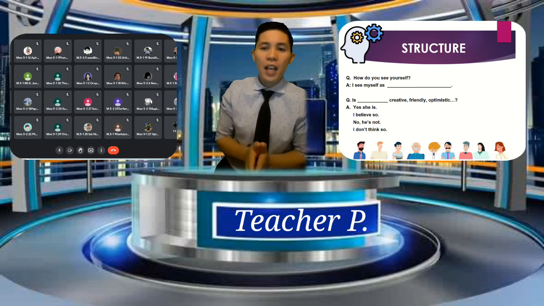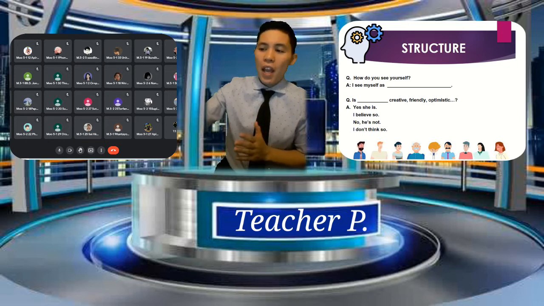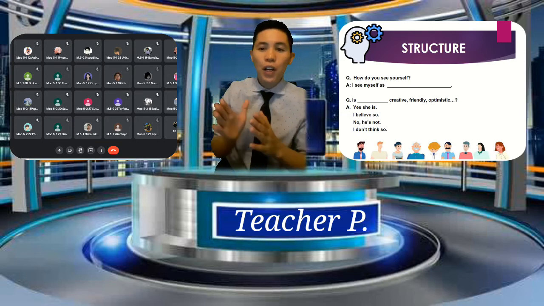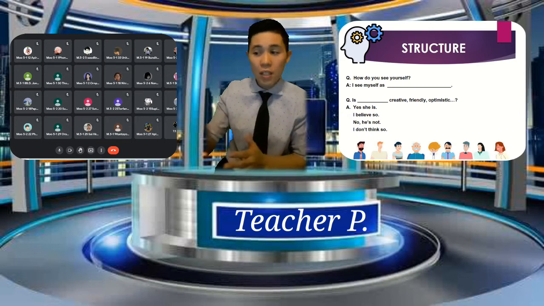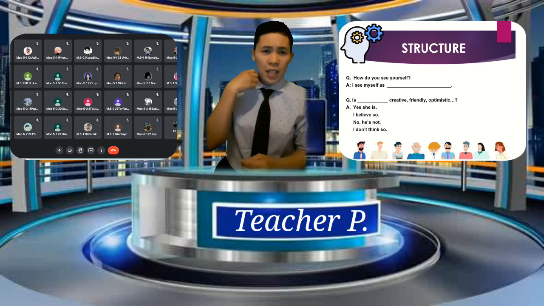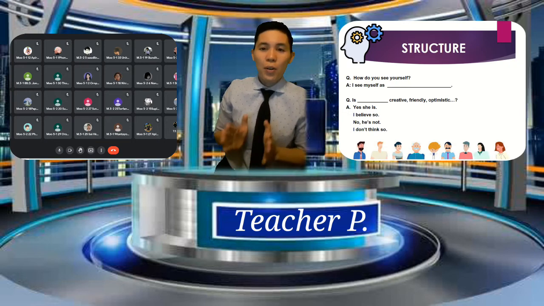Alright, now the next one is, if you are sure that Stamp is not optimistic, then you can say no, she's not, if it's a girl. If it's a boy, you can say no, he's not. Now if you're not sure that he is not or she is not, you can say I don't think so. For example, is Stamp optimistic? I don't think so.